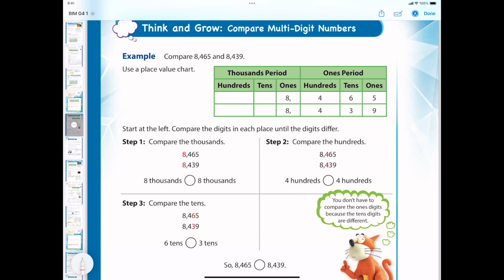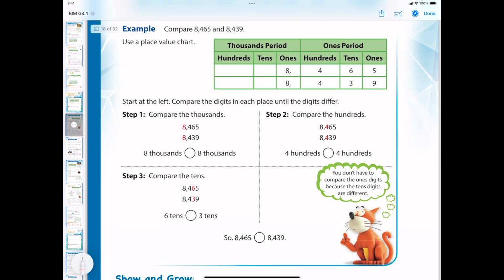Example: compare 8,465 and 8,439. Now, first step or first way to compare is to use the place value chart. But sadly, this chart is not going to be provided every single time unless you make it. So what we are gonna do is just follow these steps first, and then I'm gonna tell you how to do it easily.